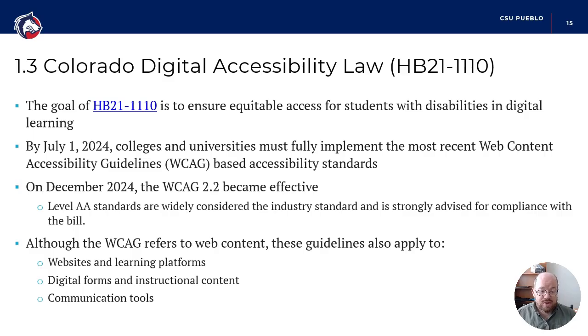The law requires adherence to the Web Content Accessibility Guidelines, or the WCAG Guidelines 2.2, which was developed by the World Wide Web Consortium, or the W3C. The W3C's mission is to make the web work for everyone, with a strong emphasis on accessibility. The WCAG 2.2 is the current and most recommended version, which builds upon previous guidelines while maintaining backwards compatibility.